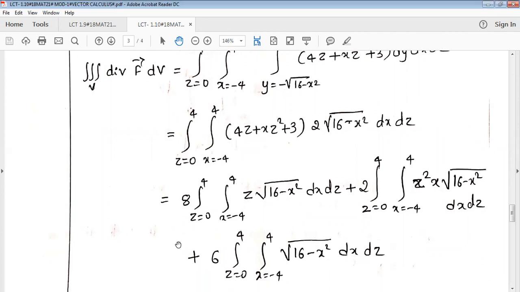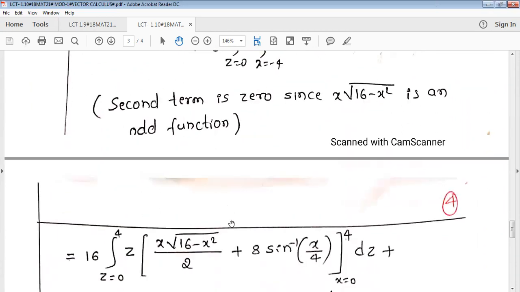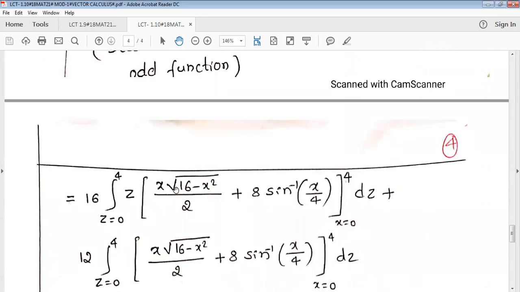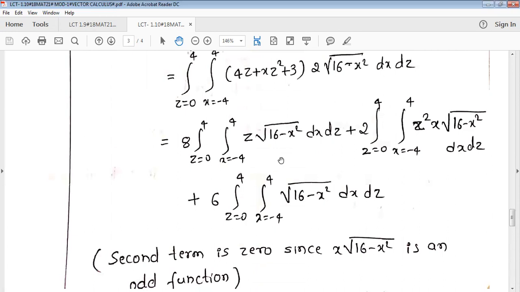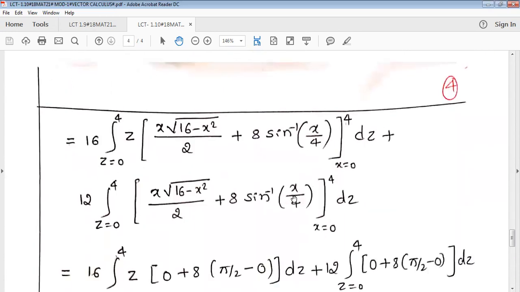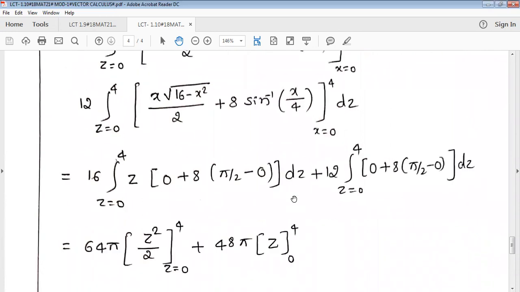So we get x times square root of 16 minus x squared by 2 plus 8 times sine inverse of x by 4, with x from 0 to 4, dz, plus here again z from 0 to 4, x times square root of 16 minus x squared by 2 plus 8 times sine inverse of x by 4, with x limits from 0 to 4, because for this we have a standard formula for square root of 16 minus x squared. Now substitute the limits.